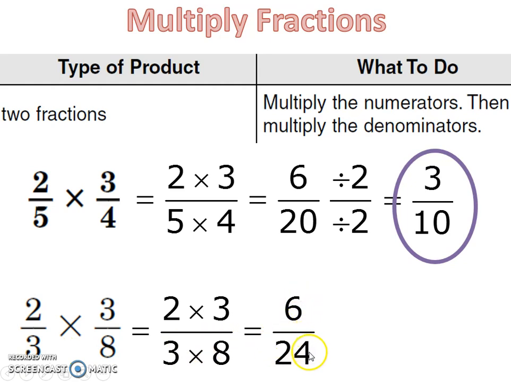6 and 24 have a greatest common factor of 6. So to simplify, you are going to divide 6 on the numerator and on the denominator. 6 divided by 6 is 1. 24 divided by 6 is 4. So your simplified answer is 1/4.